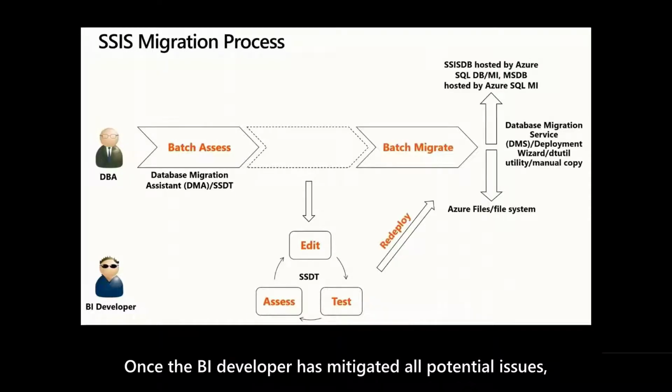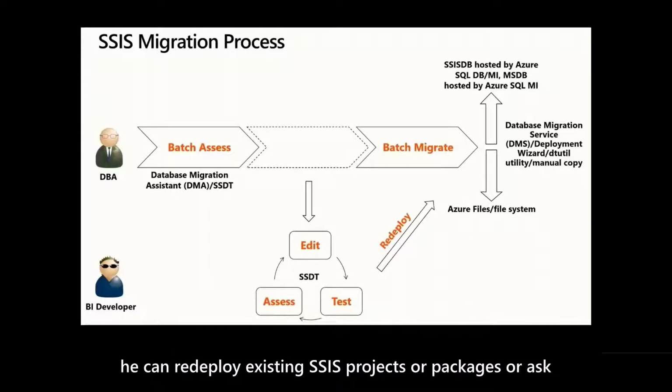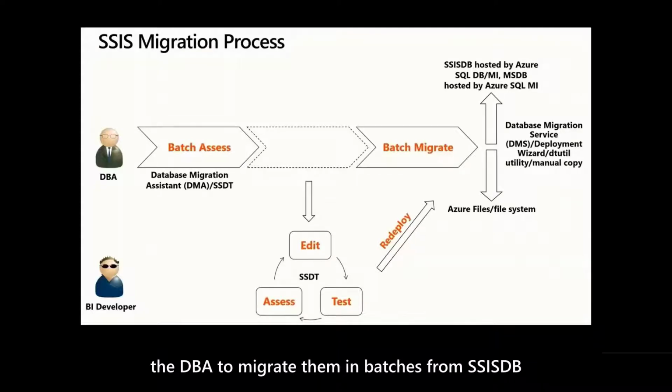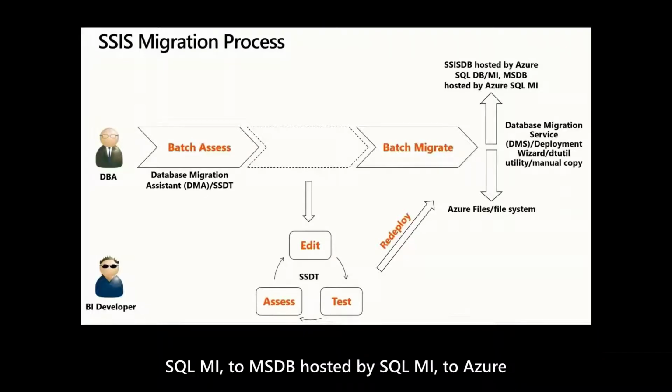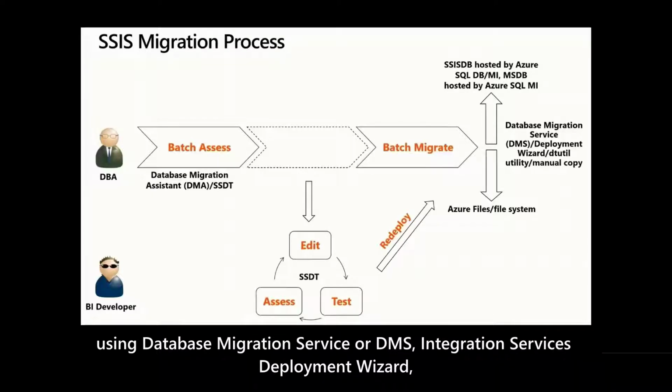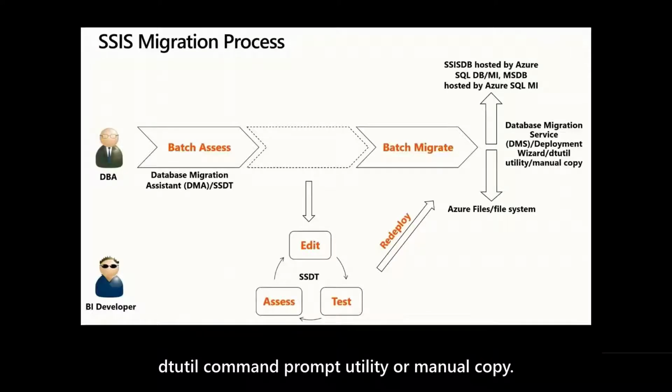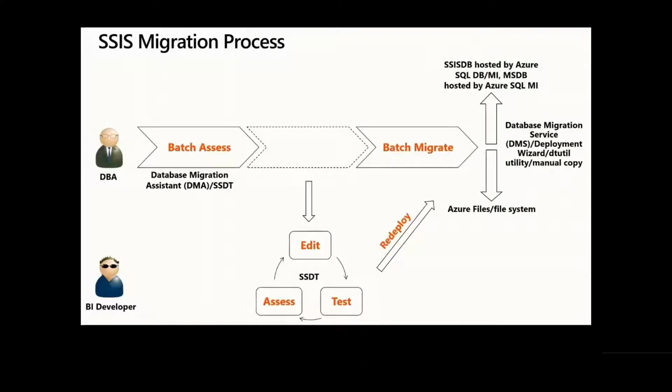Once the BI developer has mitigated all potential issues, he can redeploy existing SSIS projects or packages or ask the DBA to migrate them in batches from SSIS DB or MSDB hosted by SQL Server or from file system to SSIS DB hosted by Azure SQL Database, or SQL DB, to SSIS DB hosted by Azure SQL Managed Instance, or SQL MI, to MSDB hosted by SQL MI, to Azure Files or to file system, using Database Migration Service, or DMS, Integration Services Deployment Wizard, DTUtil Command Prompt Utility, or manual copy.